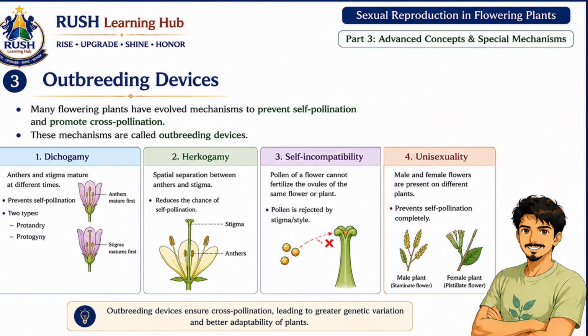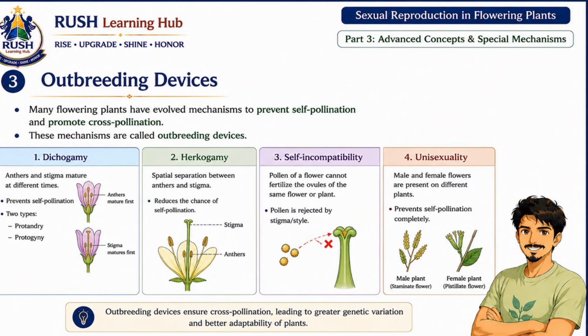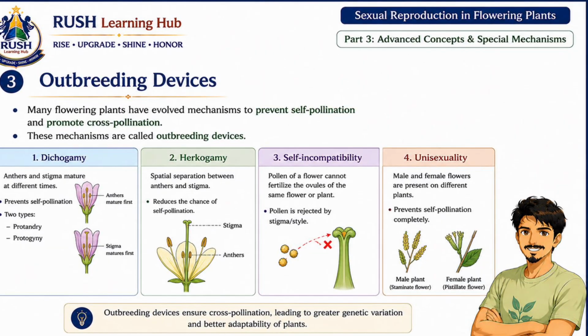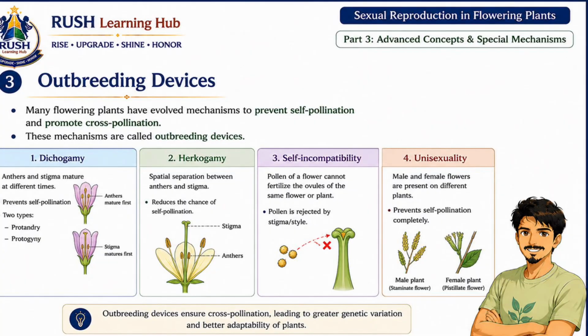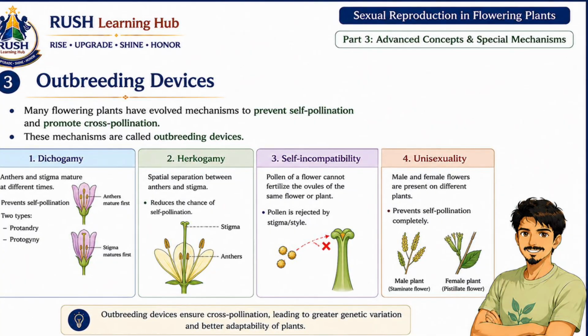In certain species, male and female flowers occur on different plants. Since both reproductive organs are not present in the same flower, self-pollination is completely prevented. This naturally promotes cross-pollination.